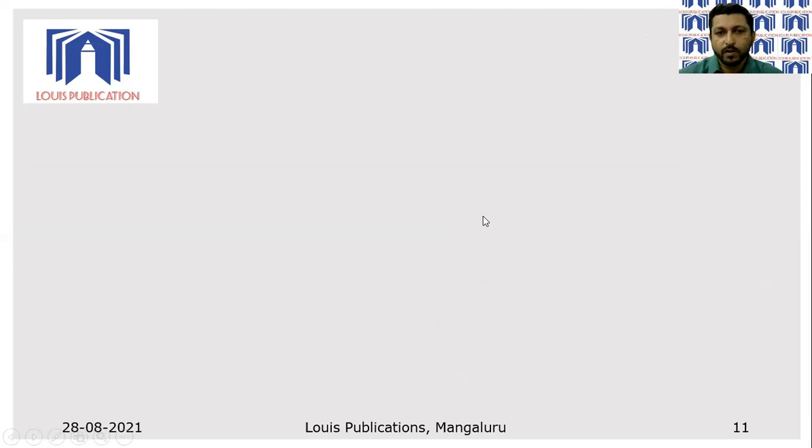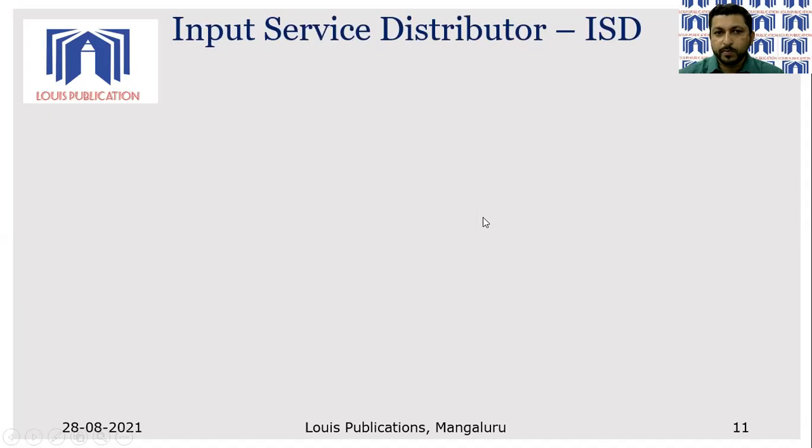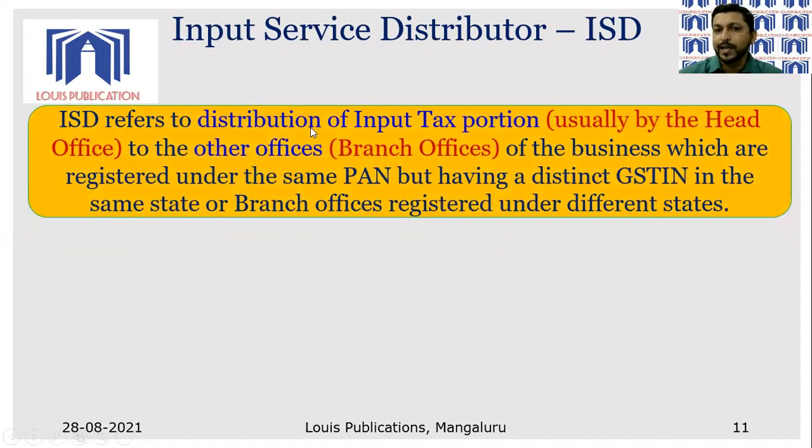Remember this. Okay. We come to the last concept, and that is input service distributor, or in short, it is called ISD, a very interesting concept. What is this ISD? Suppose the head office has arranged for a supply of services, since it is mentioned very clearly, input service distributor. Head office has contacted a supplier of service to provide service to its head office and to all its branches. But a single bill has been raised, and the entire GST is payable by the head office.